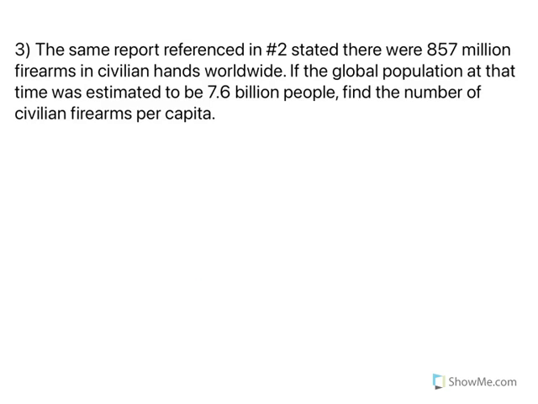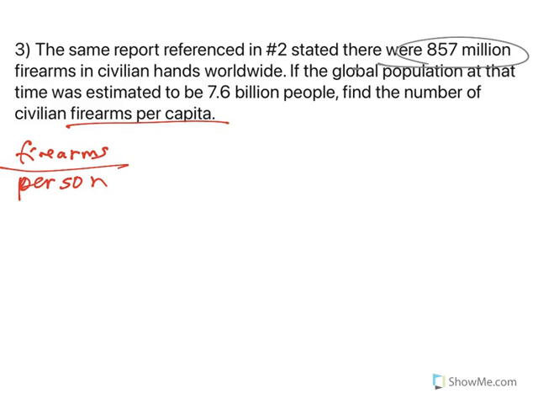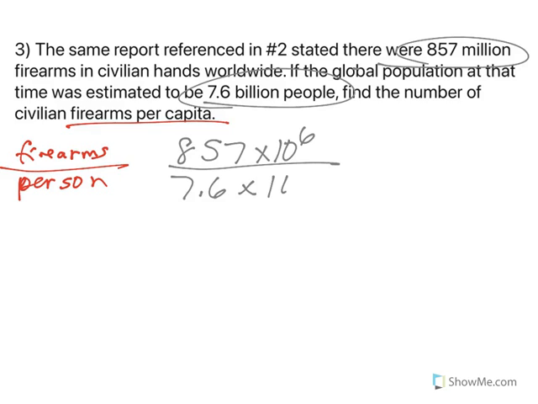The same report referenced in number 2 stated that there were 857 million firearms in civilian hands worldwide. If the global population at that time was estimated to be 7.6 billion people, find the number of civilian firearms per capita. Okay, so again, firearms, per is the fraction bar, capita means people or persons. So how many firearms do we have? 857 million means 10 to the 6th. And people, 7.6 billion means 10 to the 9th.